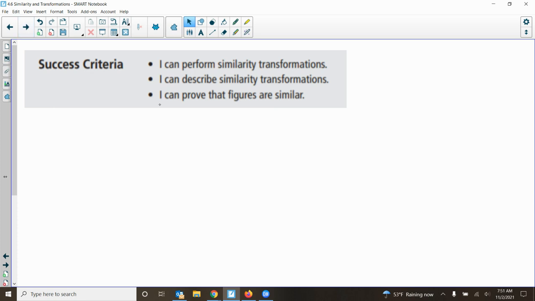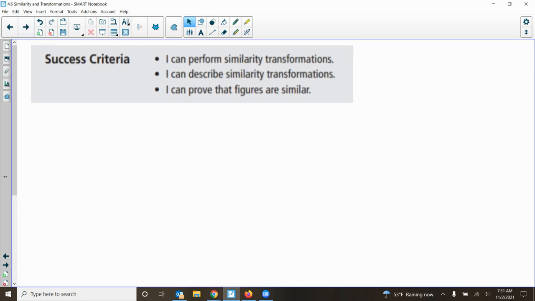The book does these proofs in a very, very long-winded way. That is not how I'm going to do these. So don't think about a formal 2-column proof. All we're going to do here is go through and say transformation 1, transformation 2, transformation 3, then I will be happy. It says prove that figures are similar, but it's not necessarily the same type of argument that we did with 2-column proofs.